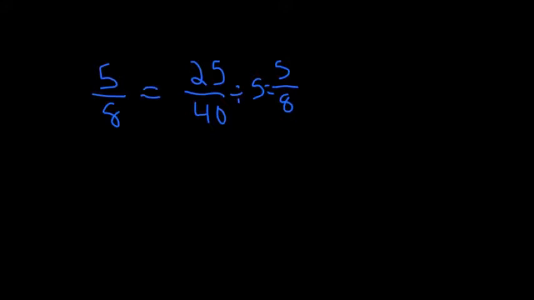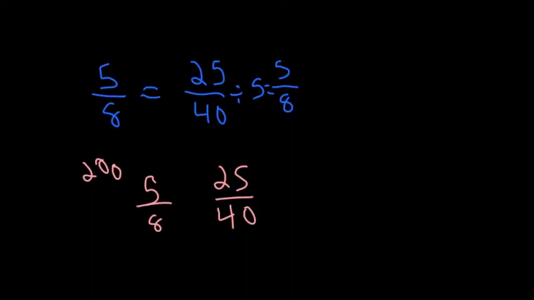If I did want to multiply those, I'll show you multiplying. 5 times 40, 5 times 0 is 0, 5 times 4 is 20. And then 8 times 25, I think of 8 quarters. If I had 8 quarters, that would be $2, which would be 200 pennies. So it equals 200. And so they're still equal.